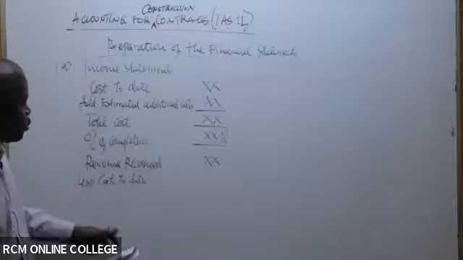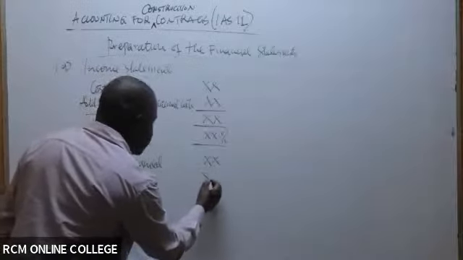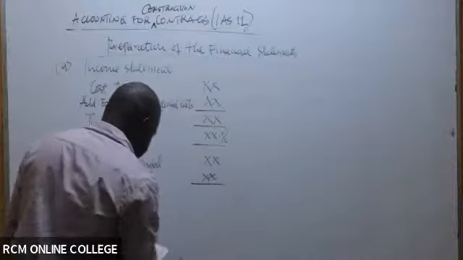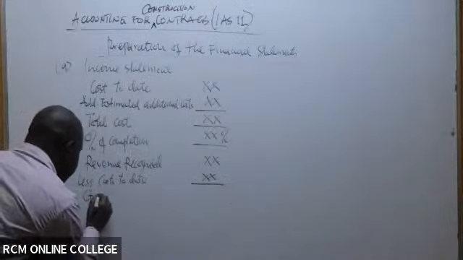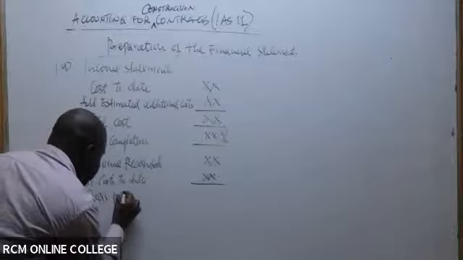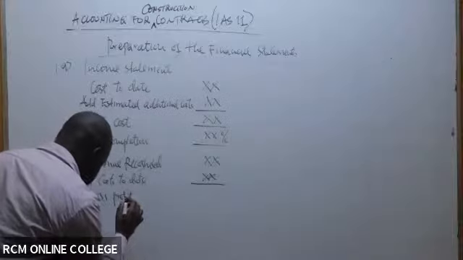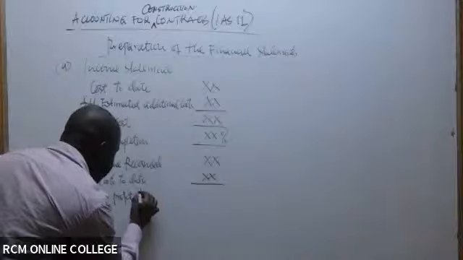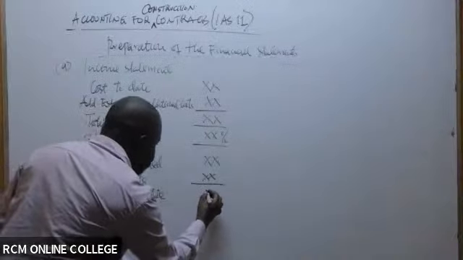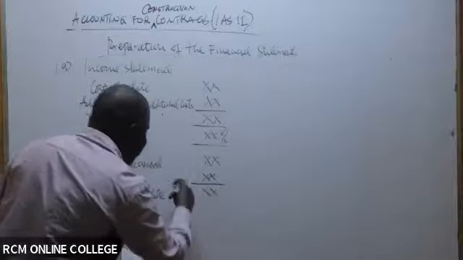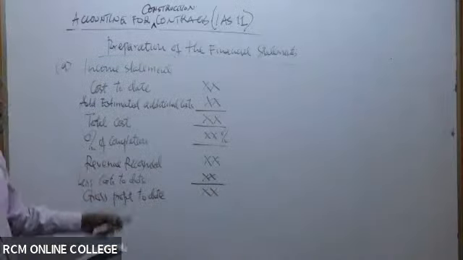Hiyo unapewa tu kwa swali. So you less this particular cost here. You'll get the gross profit for you as a contractor. Gross profit to date. Remember, gross profit ni yenye in this case umepata, the difference between revenue and the direct attributable cost to that particular contract.